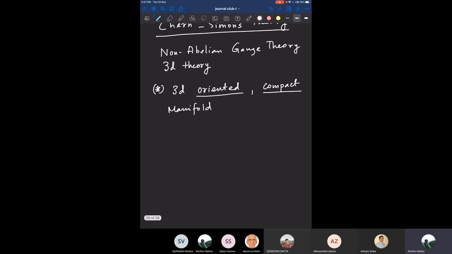Oriented is almost like, suppose you are considering a circle. If you consider a circle, you can orient this circle by attaching a direction to it and maintaining a direction along it. So this is an oriented circle, and this is an unoriented circle. This is an oriented S1, and this is an unoriented S1.